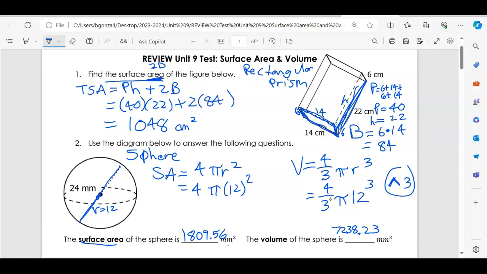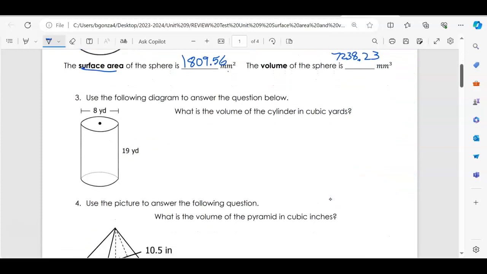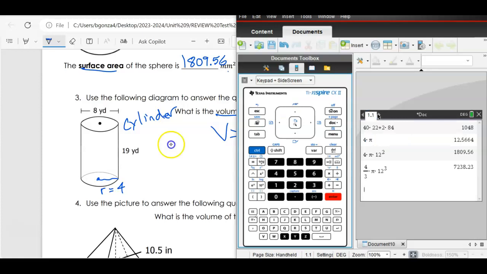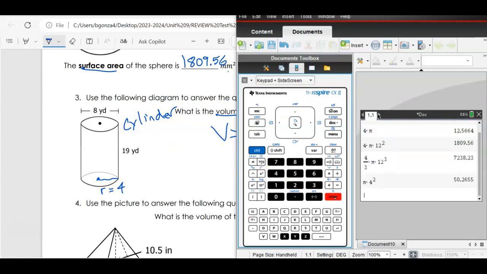Number 3, we have a cylinder here. What is the volume of the cylinder in cubic yards? Well, remember, volume of a cylinder is BH, and the circle area, B, is pi r squared. But what is the radius? From the center to the edge, the r has to be half of the whole way. So half of 8 is 4. So what is pi 4 squared? 50.27.